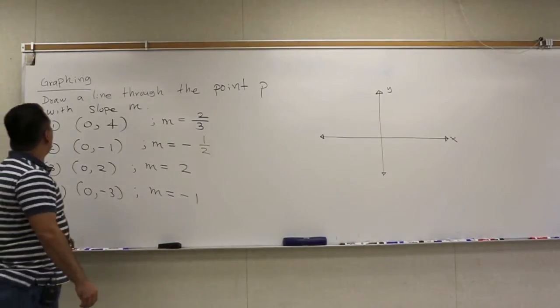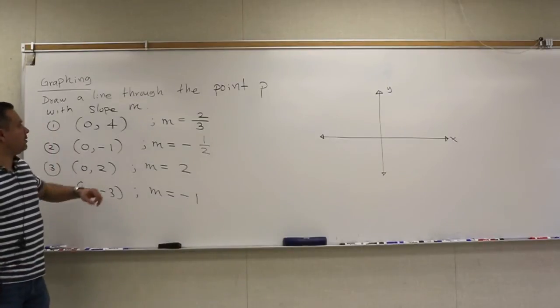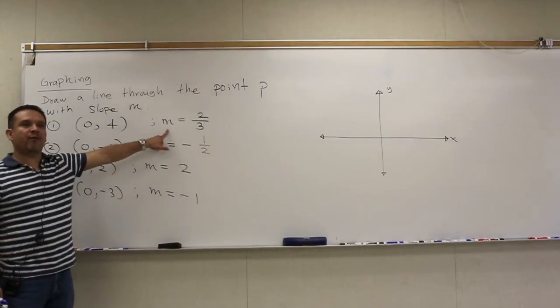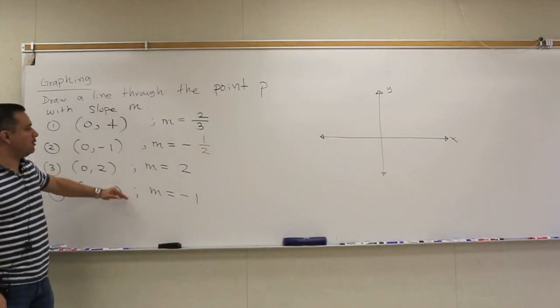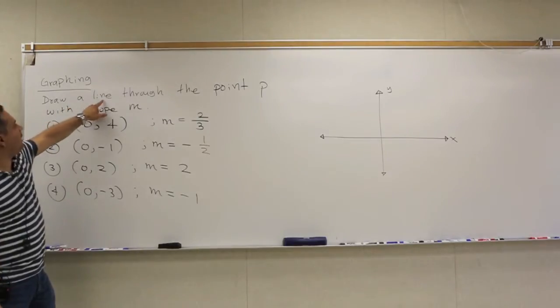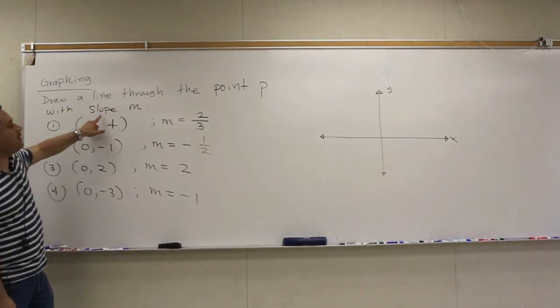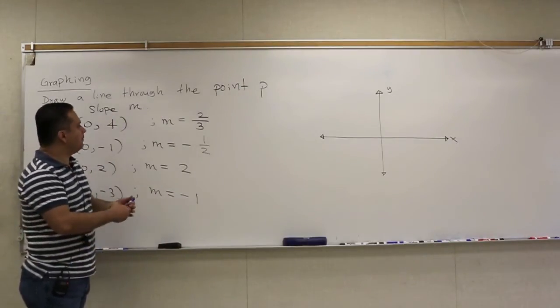Okay, let's go over this exercise here. We're going to start to use the slope when we draw our lines. I've got 4 warm-up questions to do. They're going to say draw a line through the point P with slope M. Here's your slope M.